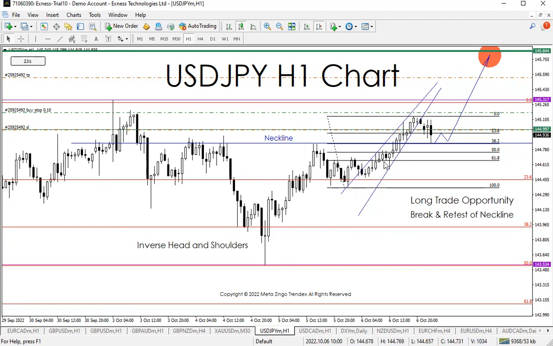Now I saw price pierce and break through the neckline. And after that, the strategy is that you should get a retest of the neckline, and you look for a buy opportunity. Of course, you know that this chart pattern is a bullish reversal chart pattern. That is one. Secondly, I saw another chart pattern here.